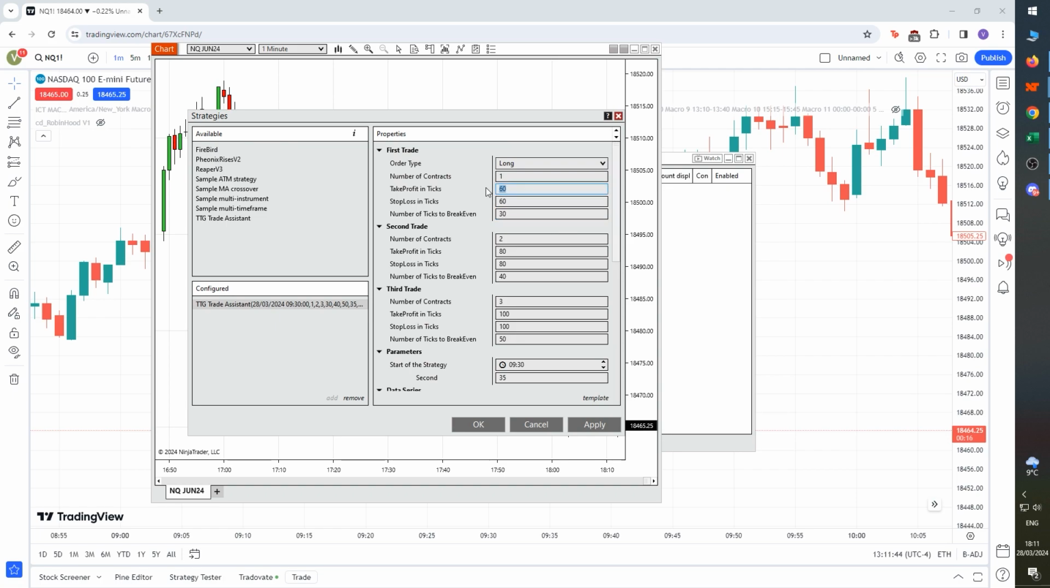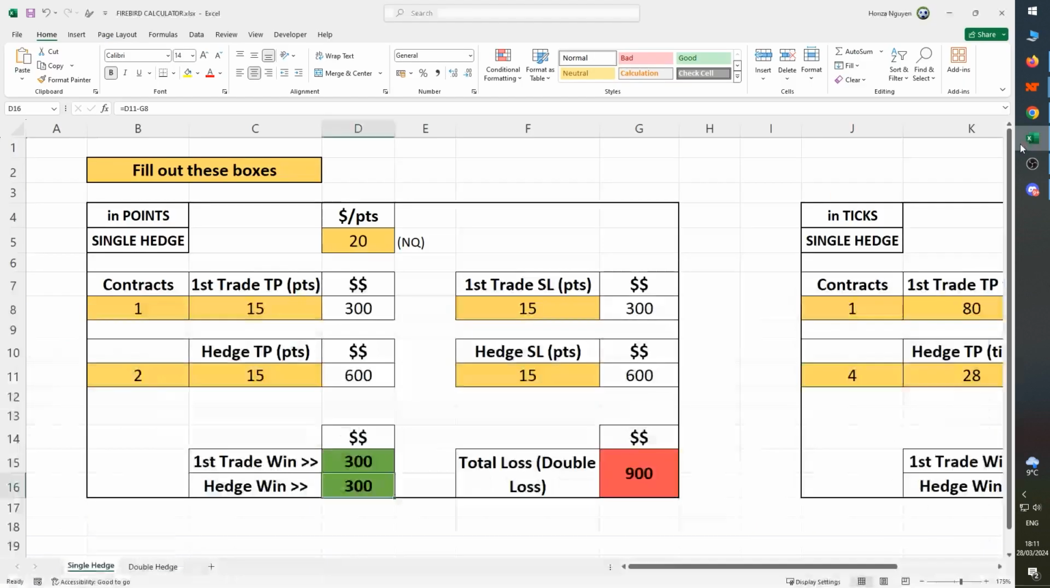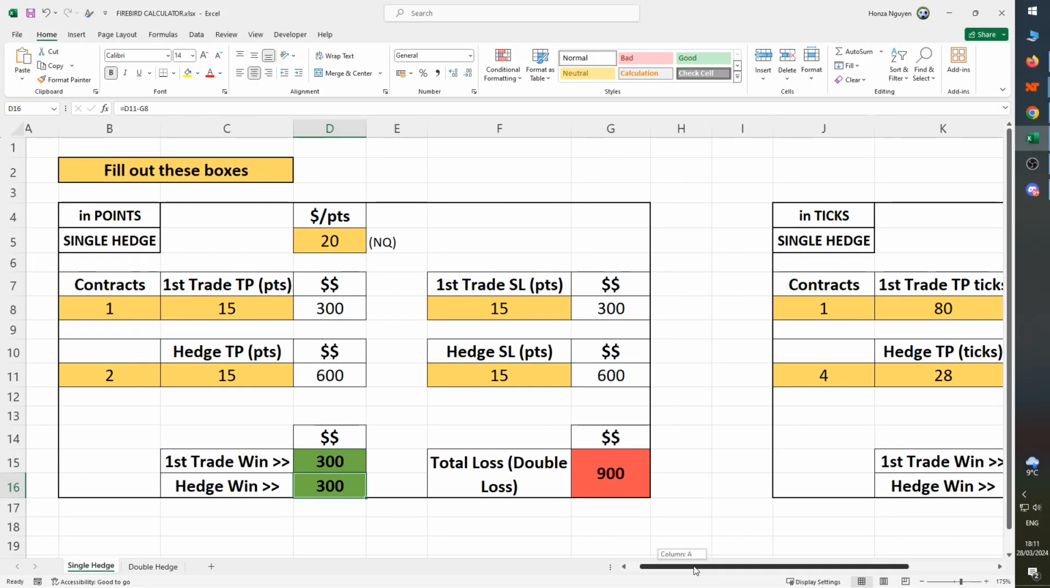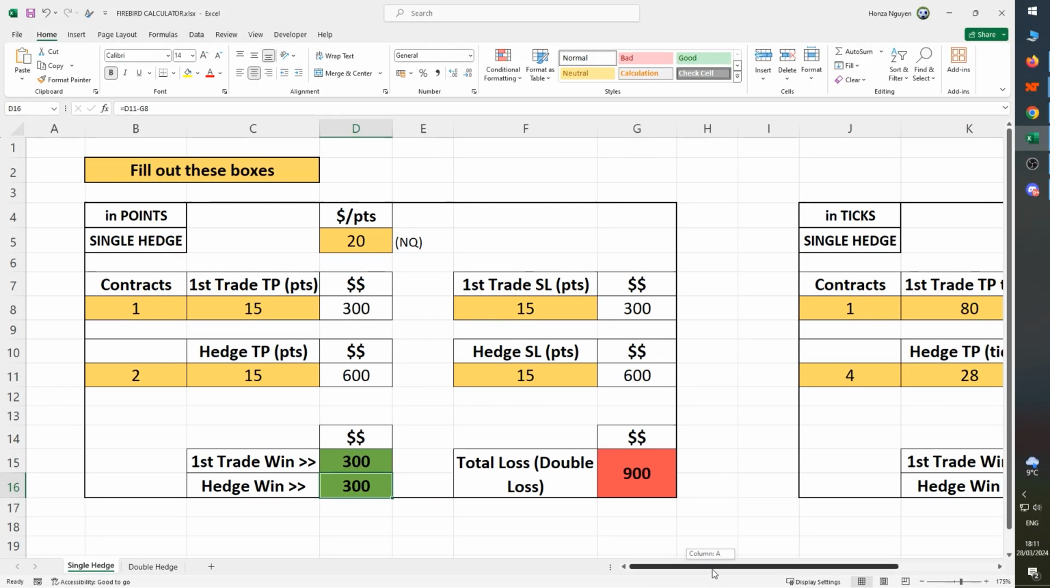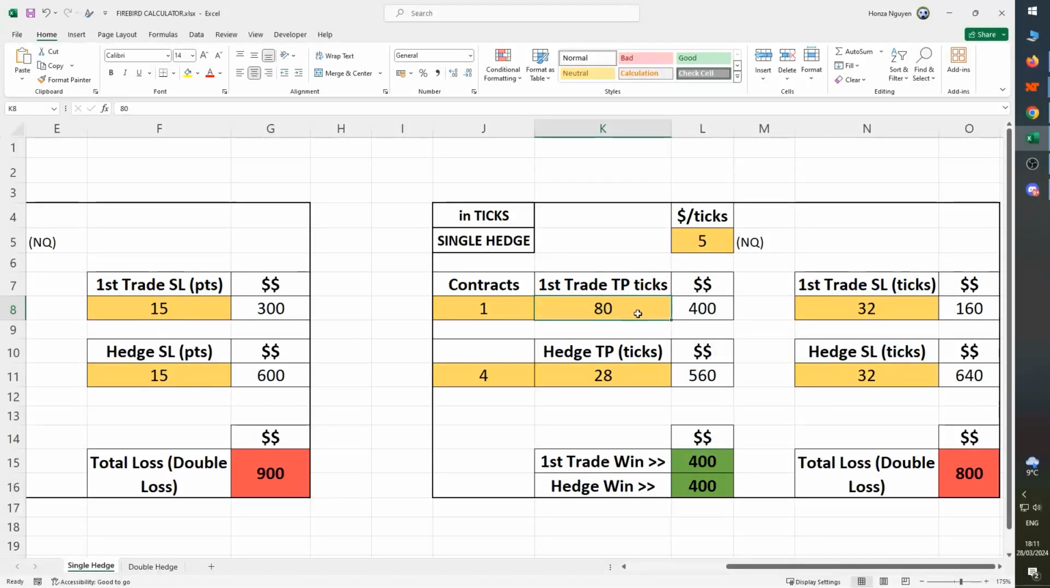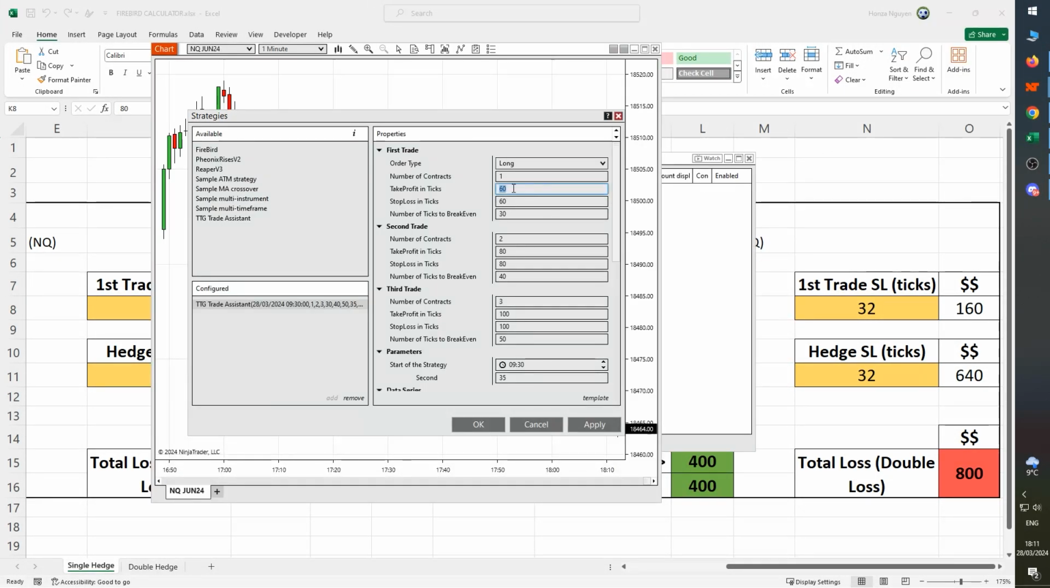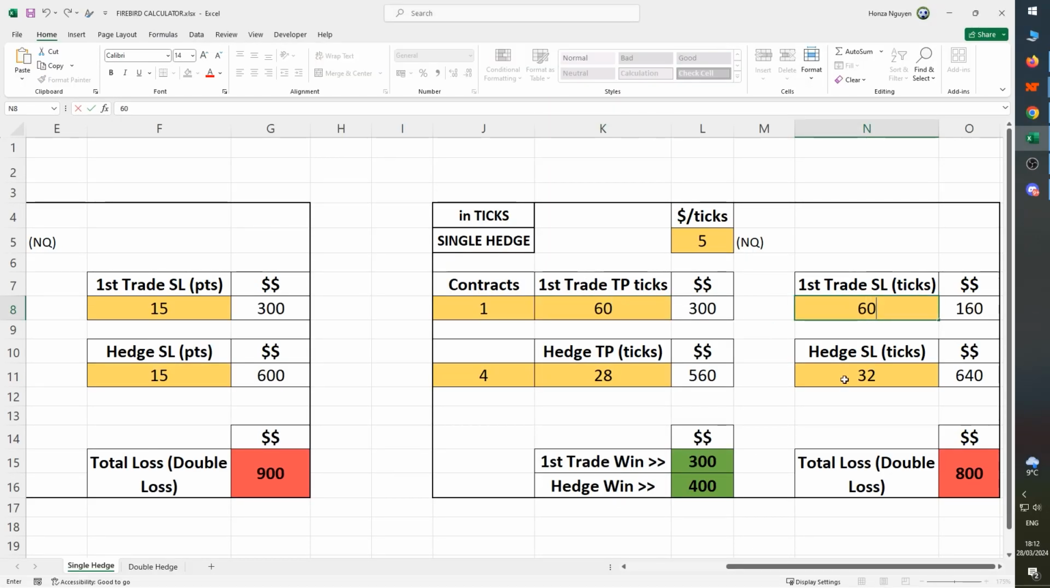For settings, let's say we go with Echo's settings. So these are all in ticks, by the way. Don't put it in points. These are in ticks. So it's 60, 60, 60, 60. Contract.